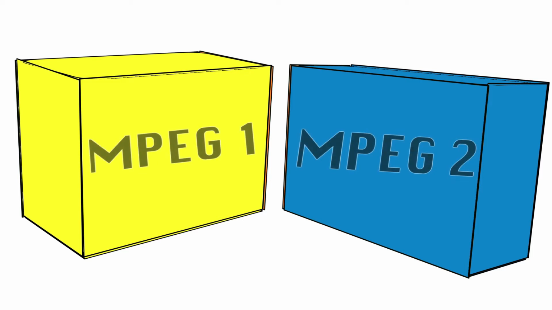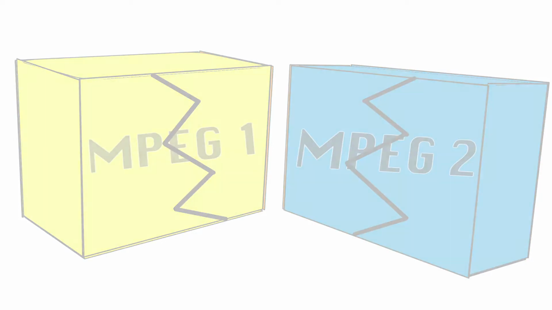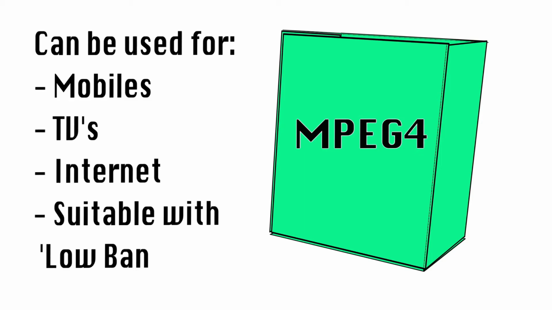MPEG-4 is one of the most universal video formats and the most updated, as there are many that are similar, such as MPEG-1 and MPEG-2, but they haven't stood the test of time and have soon become replaced by updated versions of themselves. MPEG-4 can be used for mobiles, TVs and internet use, as it's made for low bandwidth.